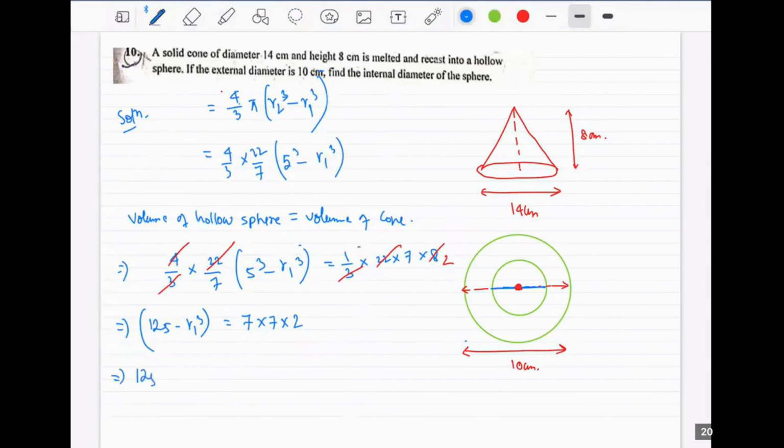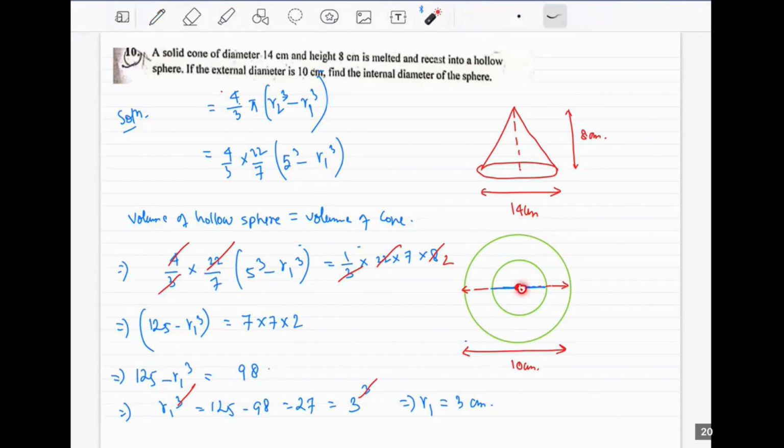Now we have got 125 minus R1 cube. No need to put in the bracket. We can open it. 7 sevens are 49. 49 twos are 98. 1 R1 cube goes to the other side. 98 will come to this side. So we are going to have 125 minus 98, which is 27. 27 will be 3 cube. You can cancel out the cube from both sides. Cube here, cube here. How much is R1 then? R1 is equal to 3 centimeter.